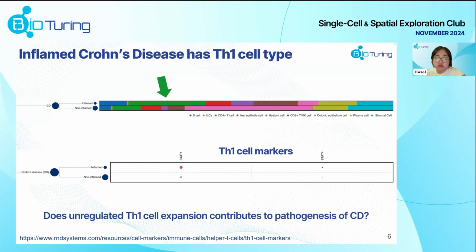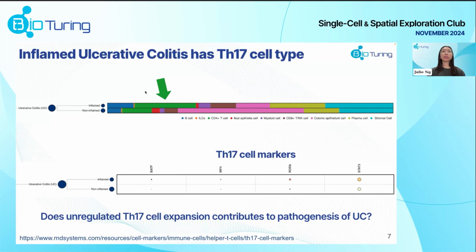How about ulcerative colitis or other bowel diseases as well? Do we see Th1 as well? In ulcerative colitis, we actually see a different cell subtype. Again, in ulcerative colitis, we do see a higher proportion of CD4 positive T cells in the inflamed regions. However, when we look at the highly expressed genes within this proportion of cells, we can see a high expression of BATF, IRF4, RORA, and STAT3. In combination, these are cell markers for the Th17 subtype of cells.